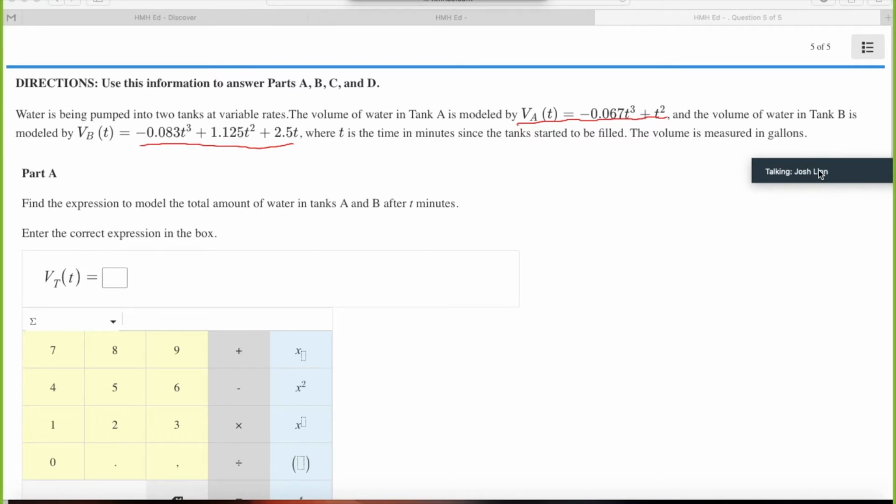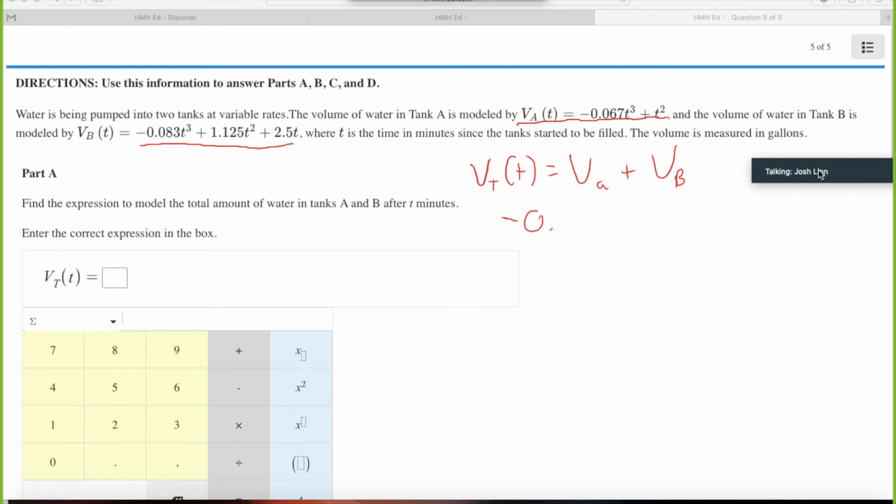So into 2 tanks. Find an expression to model the total amount of water in tanks A and B after T minutes. So if we're totaling it up, our V of T is just going to be VA plus VB. Too easy, right?